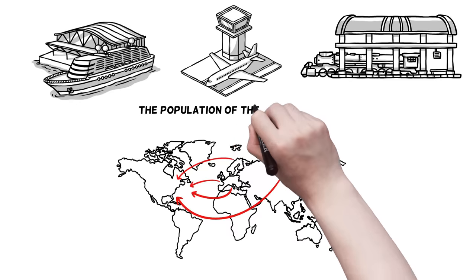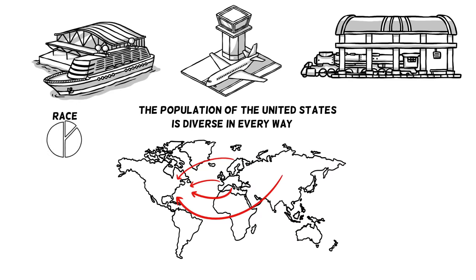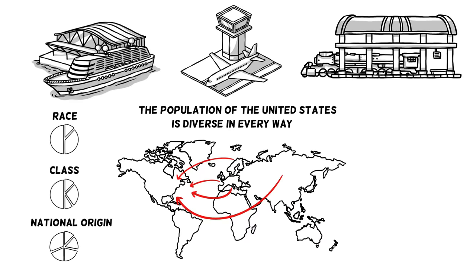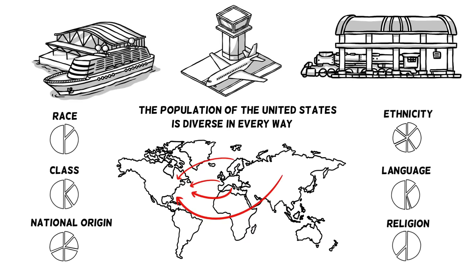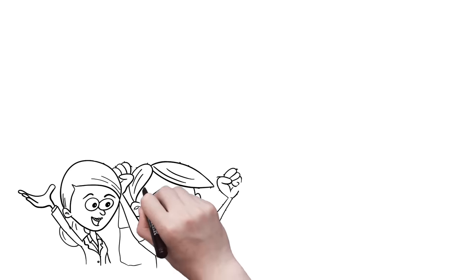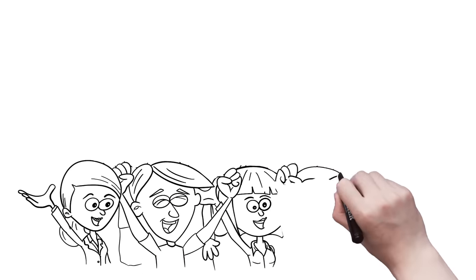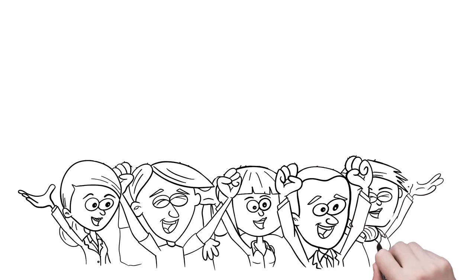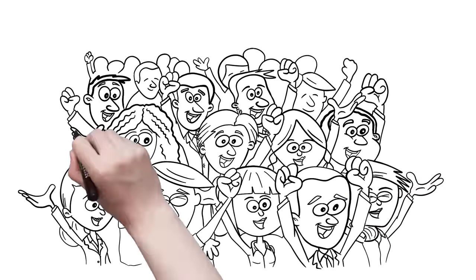Today, the population of the United States is diverse in every way, including race, class, national origin, ethnicity, language, and religion. While America still struggles with equality and inclusion for all, the idea that all men and women are created equal is a banner from which Americans have derived and continue to fight for their cultural values.